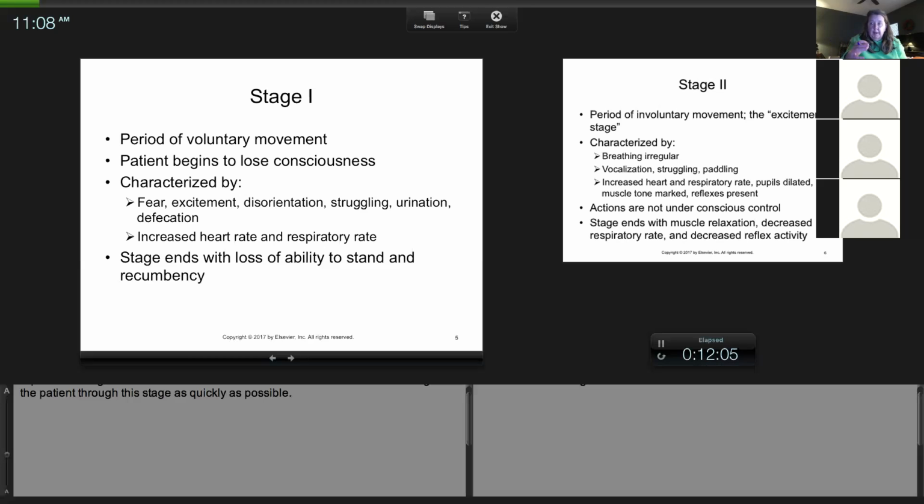You expect a loss of muscle tone. What we tend to see in this stage, and this is what I want you to be able to also explain, what do you see? Well, they can be fearful. They can be disoriented. Sometimes you can get struggling. Urination and defecation can sometimes happen because, as they're getting sedated, sometimes they can kind of lose their bowels.